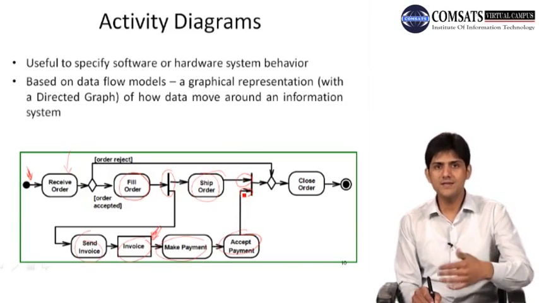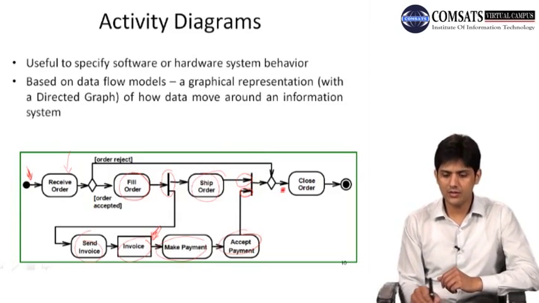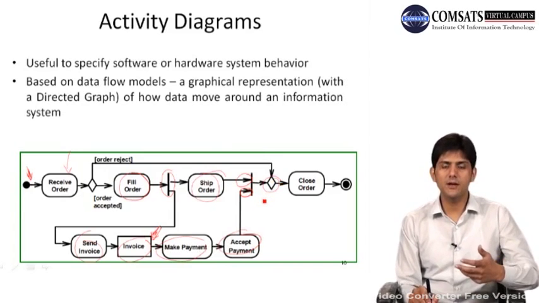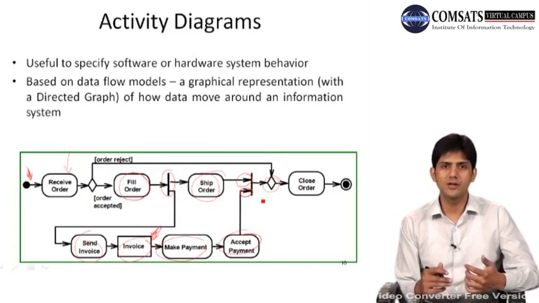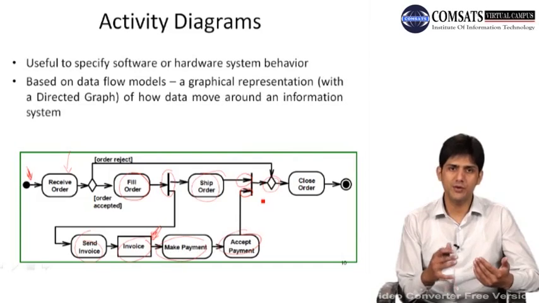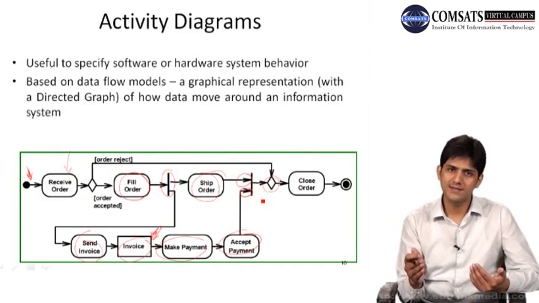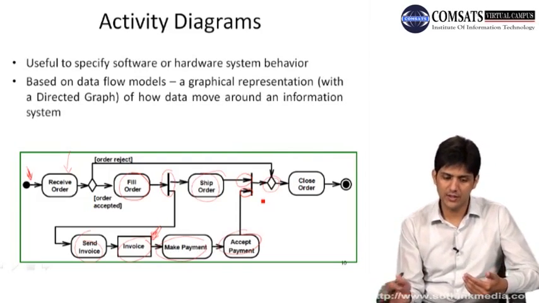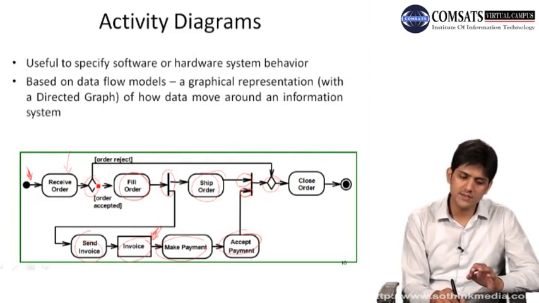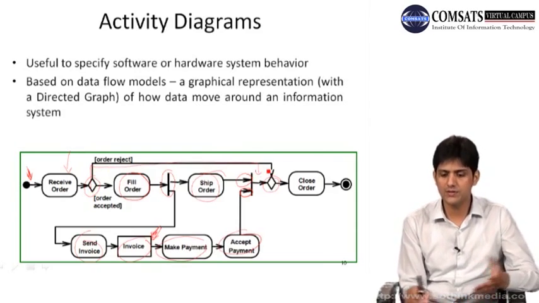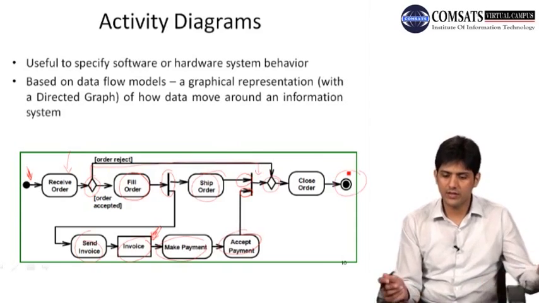Until both of these things occur, we cannot close the order. This is important: even if you ship it and the payment is not complete, then the order is not closed. So you wait for both things. The order needs to be shipped and the payment needs to be successful, and only then you can close the order. And this decision box represents that if the order was rejected, then you come straight here and close the order. And this is the final state of activity diagrams.